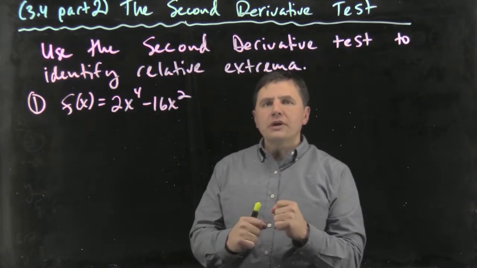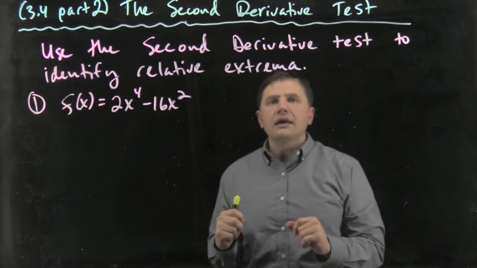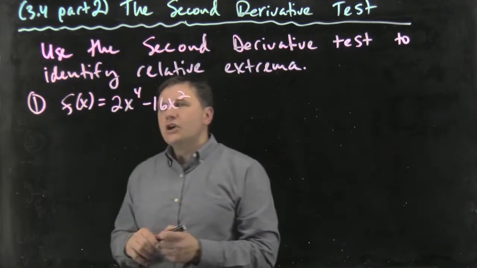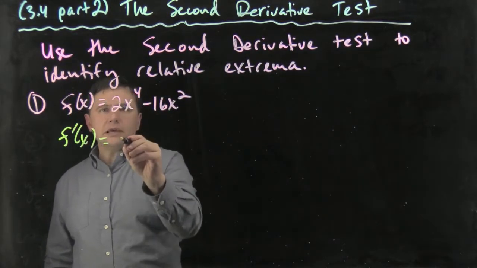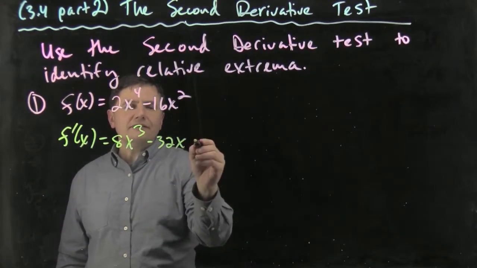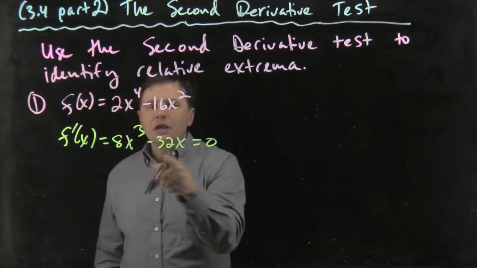So when I'm determining relative max and mins, the first thing I always do, it doesn't matter what test I'm using, I want to identify critical points. So critical points are going to be when my derivative is equal to 0. So this will be 8x to the third minus 32x. We want to know when that's equal to 0, or possibly DNE.